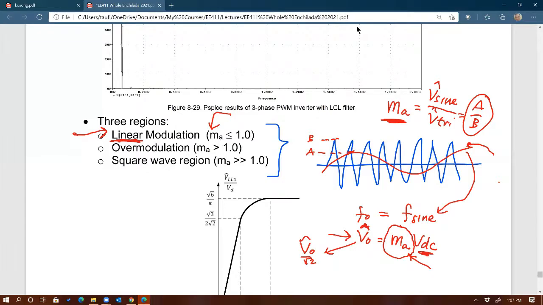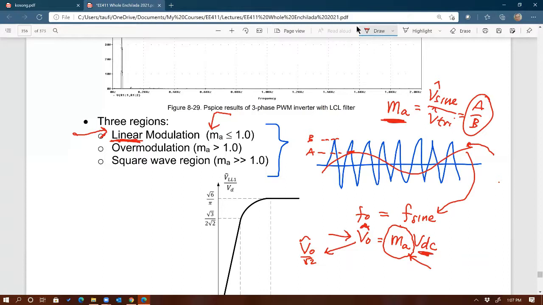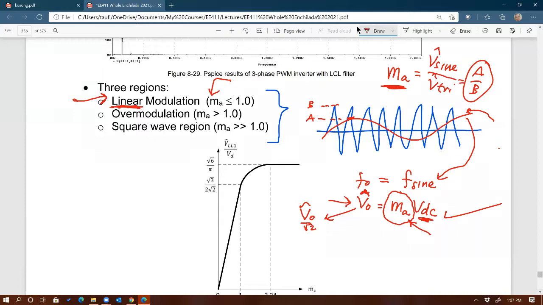So again, if the ratio is less than or equal to 1, then it's linear modulation. Then you get this equation, right? That's this right here. Sorry, let me scroll a little bit right there. So that's the linear region right there. So you're operating the PWM in the linear region, then output is MA times VDC.